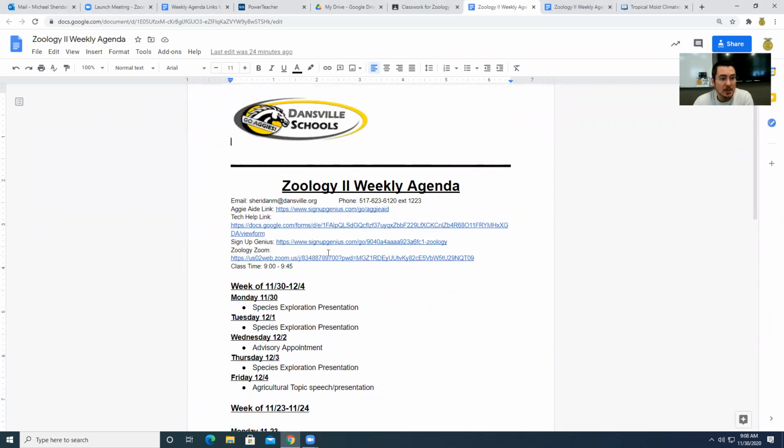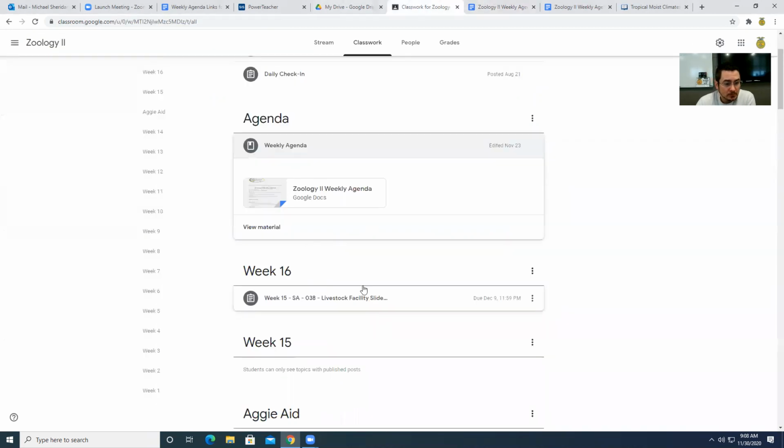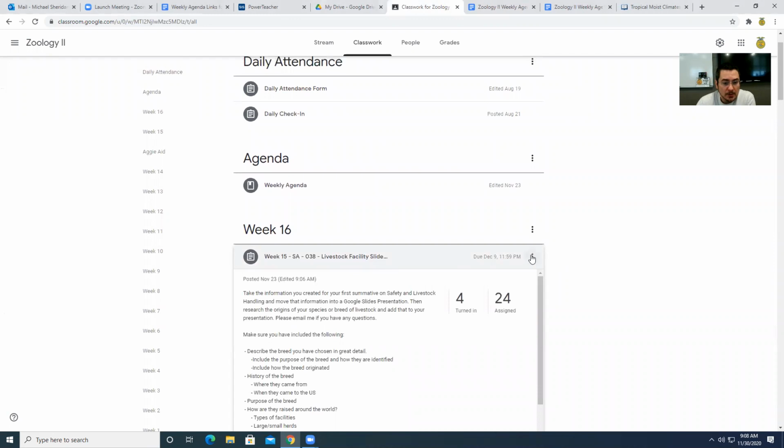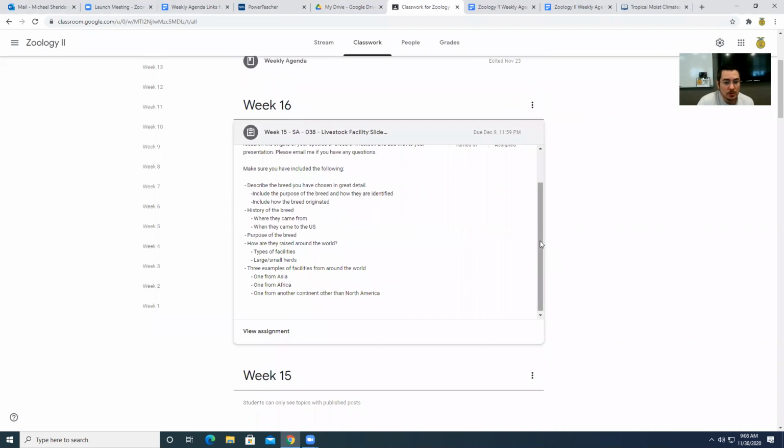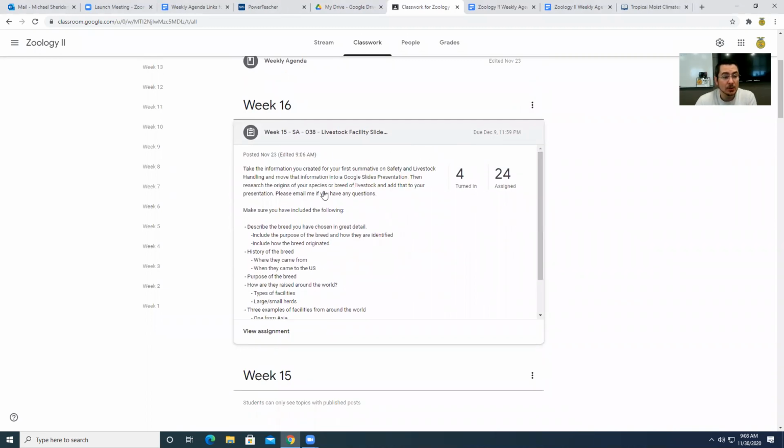So we are going to be working on this species exploration slideshow. I've added quite a bit of detail to this assignment. What I'd like for you to do is look into the history of your breed. So if you've chosen goats, I want you to look into that specific breed of goats, where they were created, when they were created, how they came to the United States, which breeds were bred together to get that species, if we know that information, and how we ended up with the current situation that we have with that breed. So I want you to do a deep dive on that research.